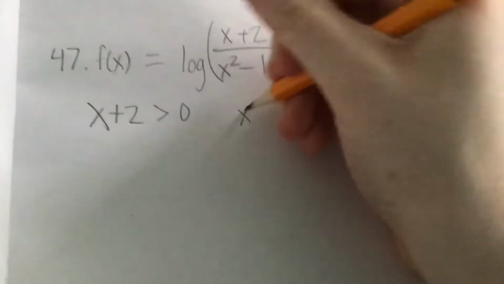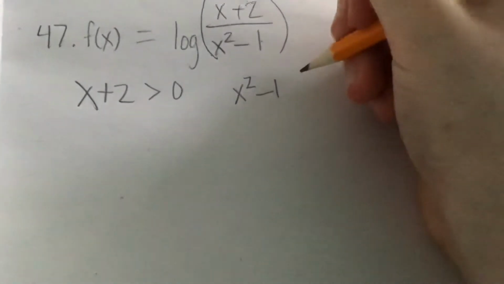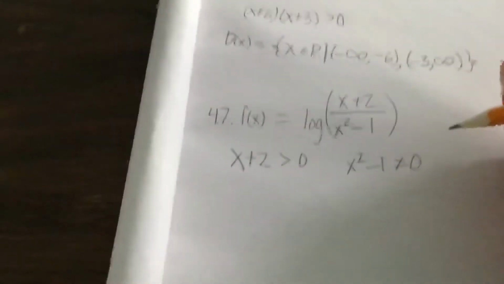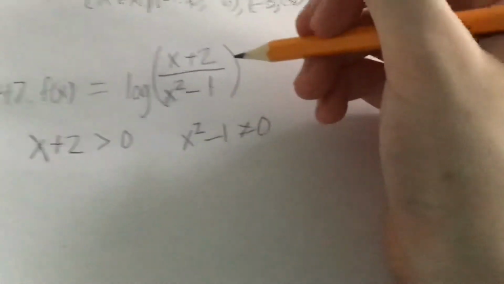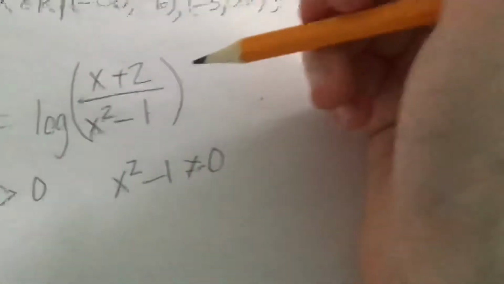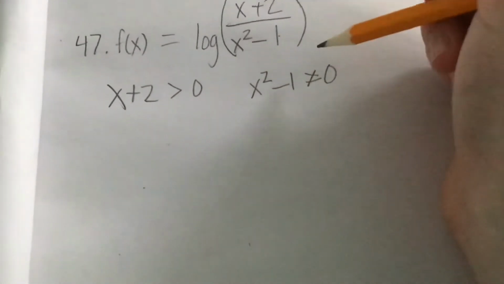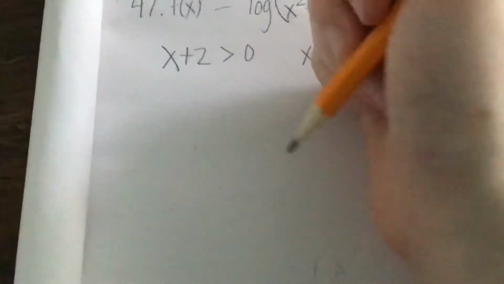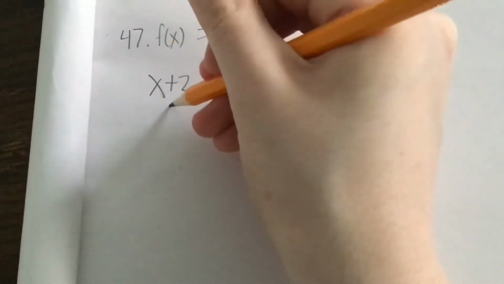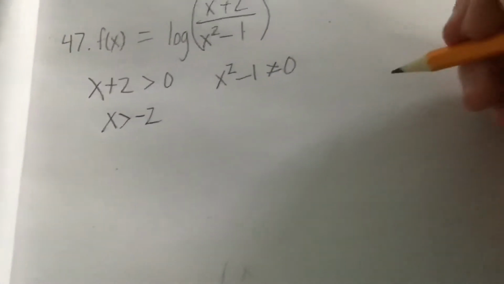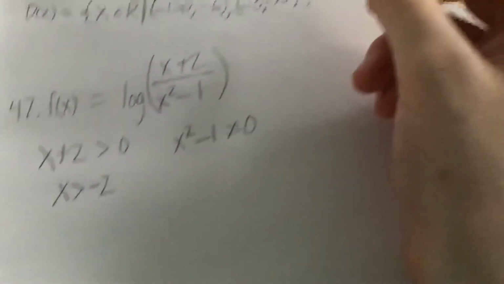But when we have this, we have x squared minus 1 is not equal to 0, because the denominator can't equal 0. You can't divide anything by 0. That just doesn't work. So we know that it is not equal to 0. From this here, we just subtract 2 from both sides. We say x is greater than negative 2. That's really easy. This is pretty simple.